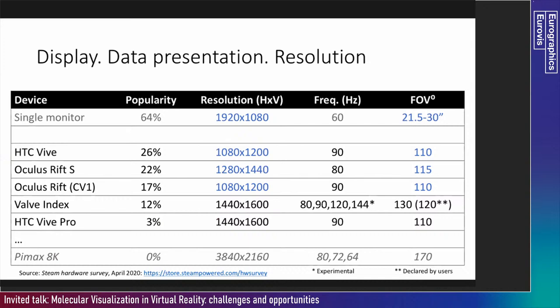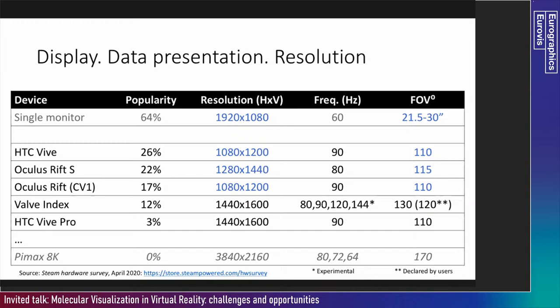So in order to give you some numbers, these numbers were taken from a Steam survey done among their users. The most common single monitor configuration has a resolution of 1920 by 1080 with a 60 hertz frequency, and the size of the monitor goes from 21 something up to 30 inches for the best monitors. This actually means that depending on the distance you place yourself from the monitor, you will have a field of view of 40 something up to 60 something degrees if you get close to the big 30 inch monitor. So in most cases, you will have something around 50 degrees.